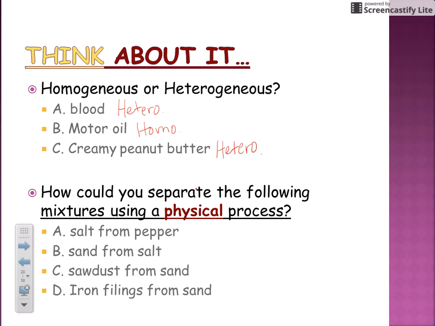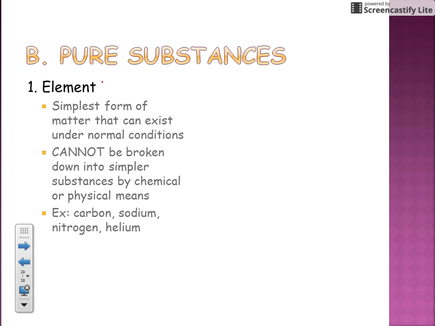How can you separate the following mixtures? These are mixtures that can be separated, remember, physically without changing the components to different substances. We'll discuss these in class a little more in detail tomorrow. Let's move on. Your pure substances. This is the other category under matter. Pure substances will either be elements or compounds. Let's first talk about the elements.